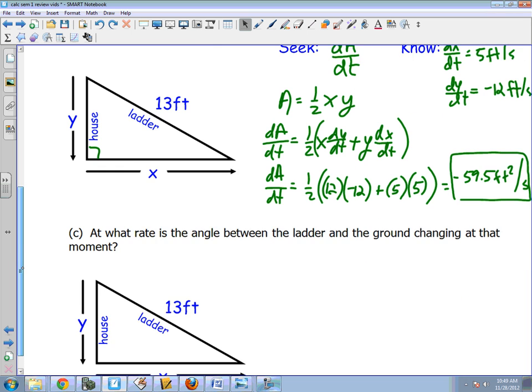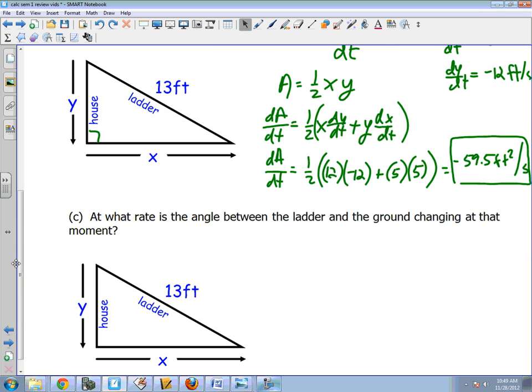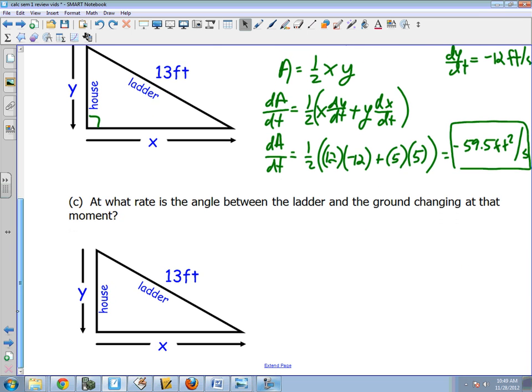So now the last one, C. At what rate is the angle between the ladder and the ground changing at the moment? So you're like, okay, well, the angle right here is theta. So once again, I need to figure out what do I seek and what do I know. Well, it tells me what rate the angle is changing. That's the question. d theta dt.